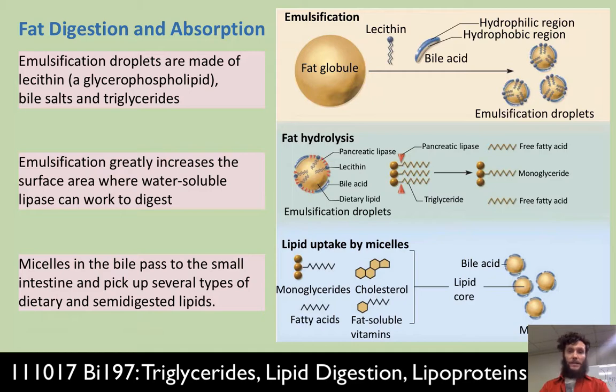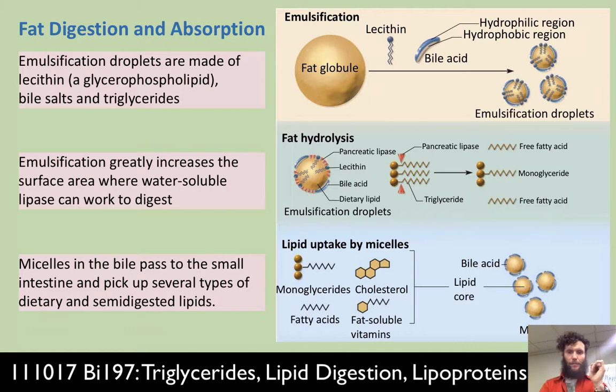Step one is emulsification. That is the process of taking a big fat globule from your diet, something you've eaten, and your body has lecithin and bile salts, bile acids, that are going to break up that big fat globule, associate with the fat, and make these smaller emulsification droplets. I should add a glycerophospholipid into that diagram, shouldn't I? I don't have one there, but it should be in that picture.